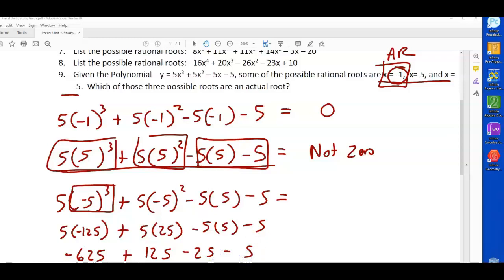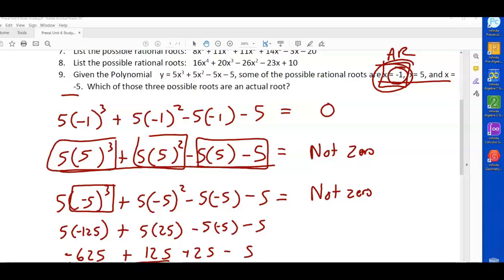And I'm pretty sure this isn't going to make 0. If you were to combine these two, that's going to drop us down to a negative 500, I believe. And then if we take 25 away from it, and if we take 5 away from it, actually this was supposed to be a negative 5, my bad, so this is plus. But you guys can see that if you add 25 to 500, then minus 5, you're not going to end up with 0. So this is not a 0 either. Okay, so on this one, only the negative 1 was an actual root.